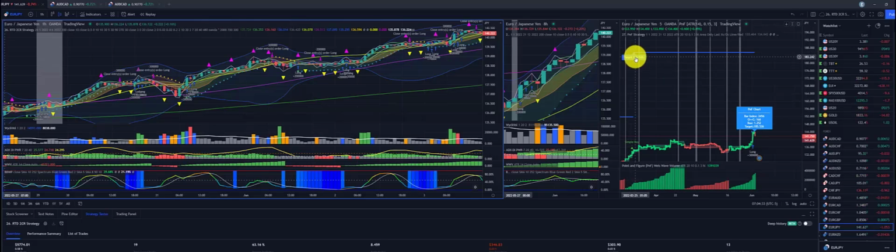185.526, long target way up here. All price action to the long side on the operational picture, and some nice flows at $5,774. So really nice gains on Euro Japanese yen.